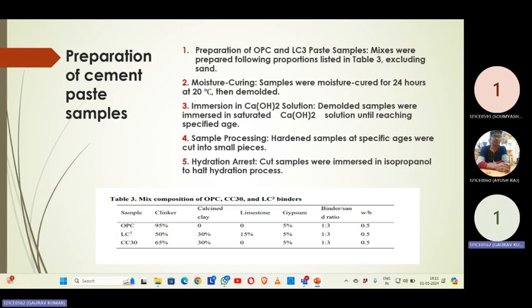Fourth step is sample processing. In this step, hardened samples at specific ages were cut into small pieces. Fifth step is hydration arrest. In this step, cut samples were immersed in isopropanol to halt the hydration process. This is table 3, which is the mix composition of OPC, CC30 and LC3 binders.